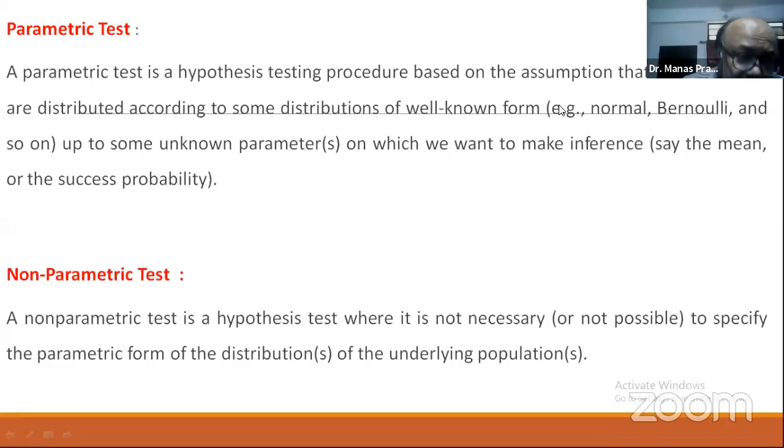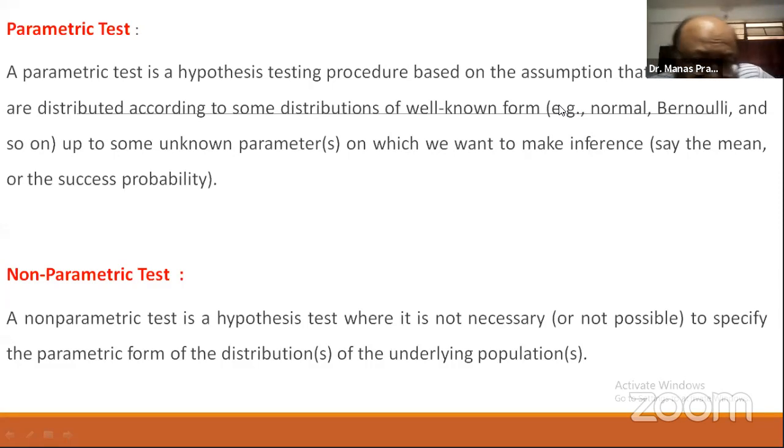Why? Because all the formulas that are developed for parametric test are developed by considering that the data follows normal distribution. If your data does not follow normal distribution, then you should not apply parametric test. You have to make it very clear. We can apply parametric test only when my data follows normal distribution. Otherwise, I have to go for non-parametric test.